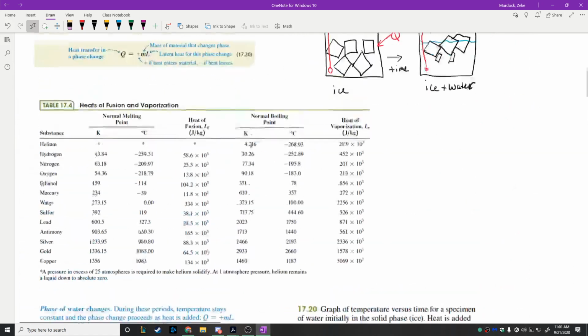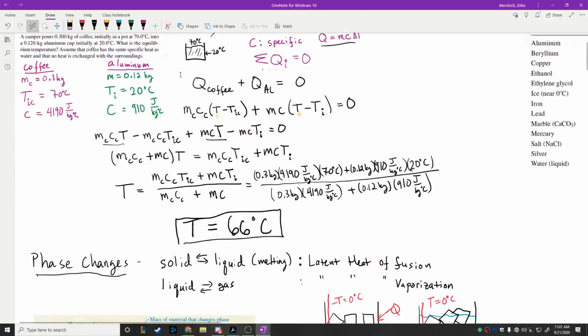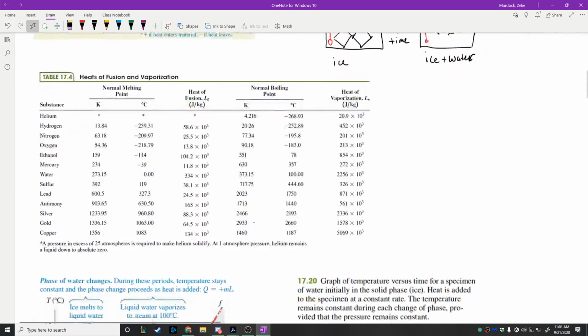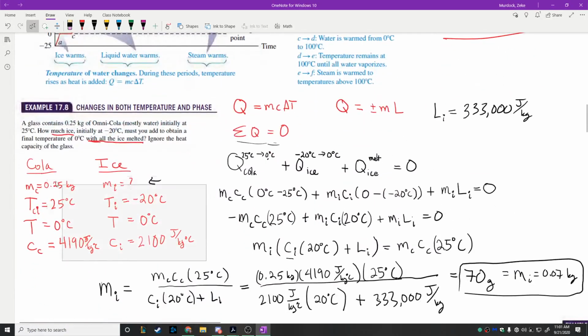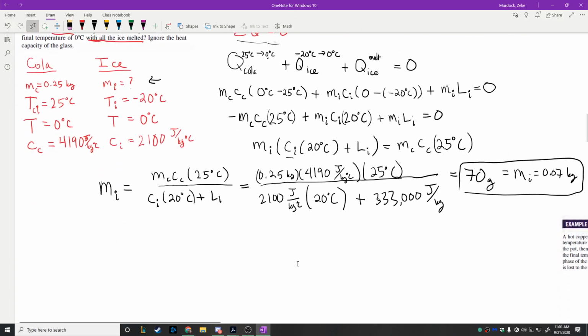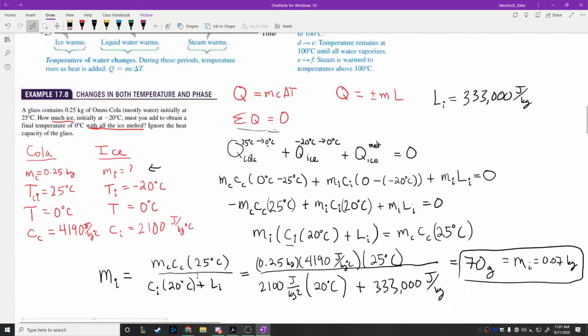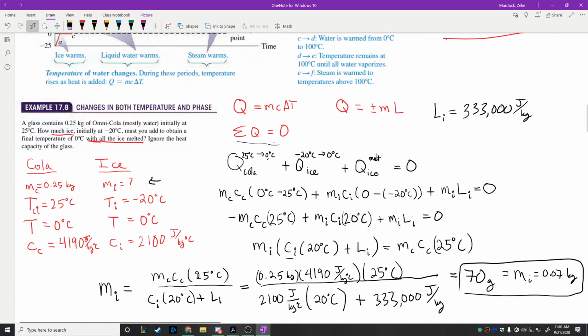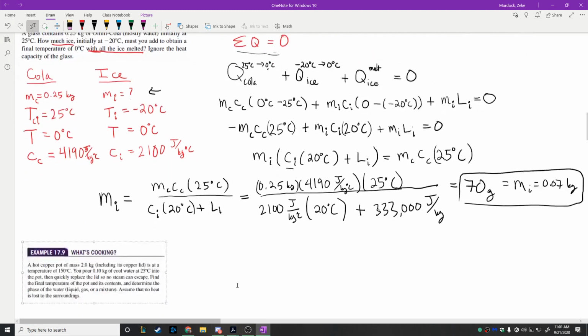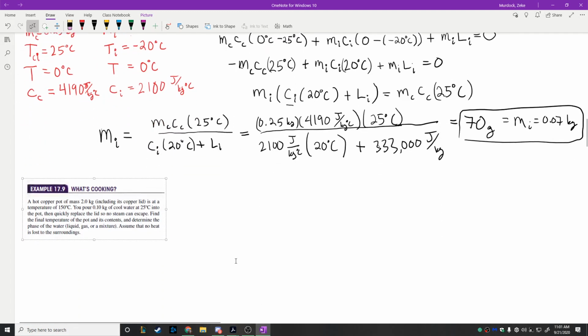So there's levels of difficulty to these problems. The first one we did would be the lowest level of difficulty, where you just have two things and the phase doesn't change, and all you have are these MC delta T equations. The second level of difficulty is inputting a phase change into the problem, which is what happened here. And then the next level of difficulty will be when you have a phase change and a temperature change after that. And that's what we're going to do next. So this is what we'll do next right here.